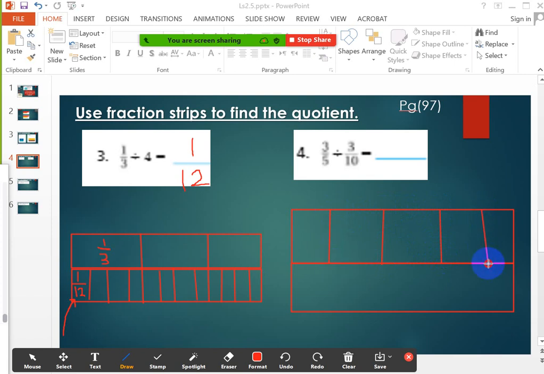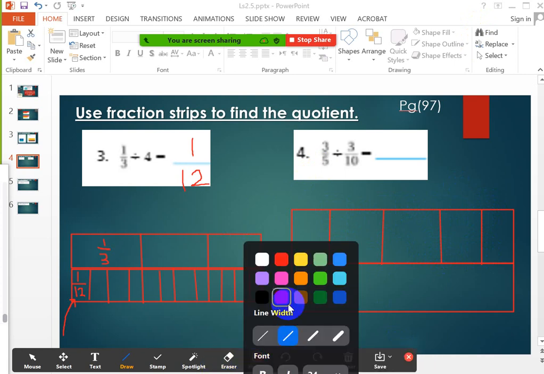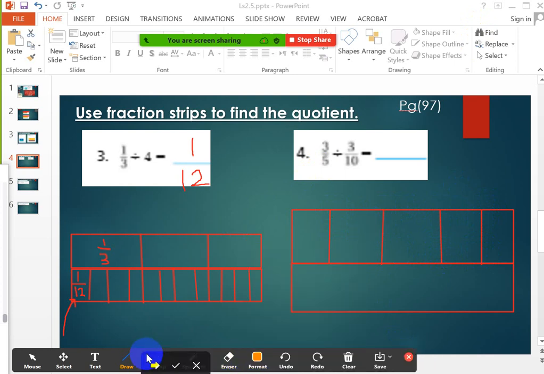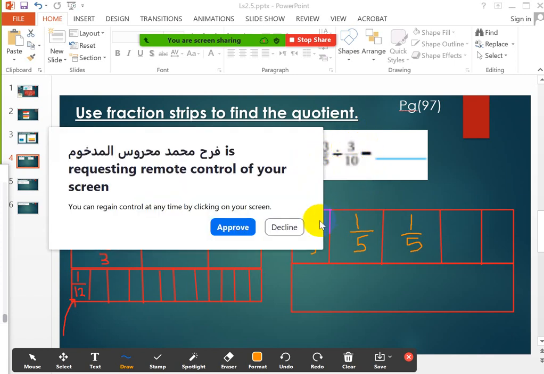This is the fraction strip that represents 3 over 5. Girls, I have here, this is 1 over 5. Each one is 1 over 5, and 1 over 5, and 1 over 5. This is 3 over 5. I want to know the answer for 3 over 5 divided by 3 over 10.